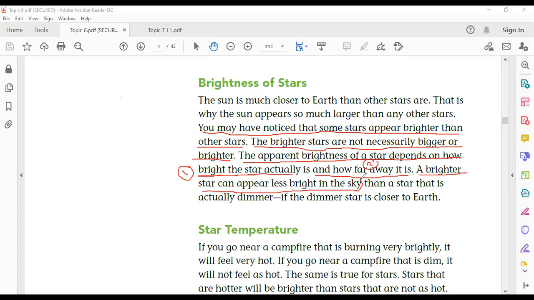How does it appear less bright? Look, a brighter star can appear less bright in the sky than a star that is actually dimmer if the dimmer star is closer to Earth.